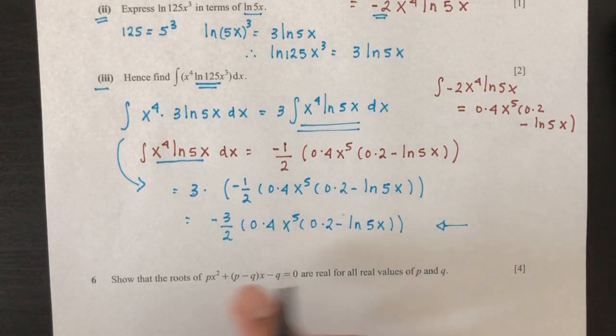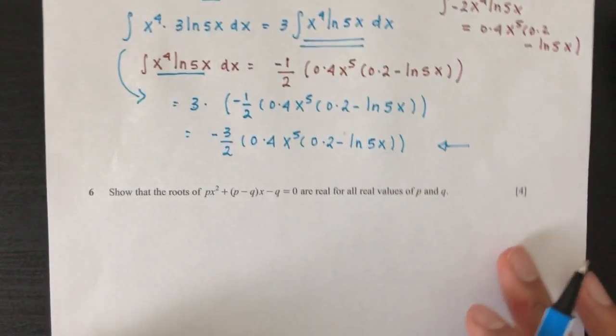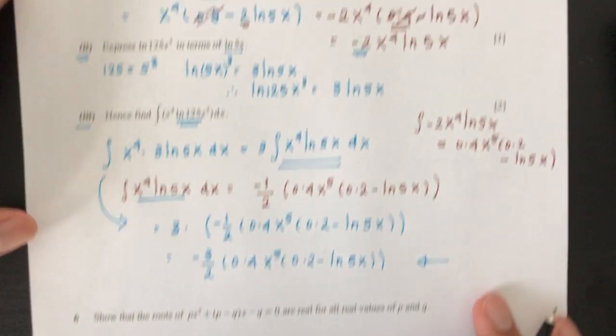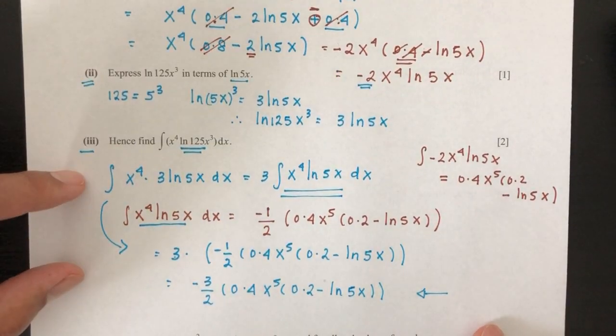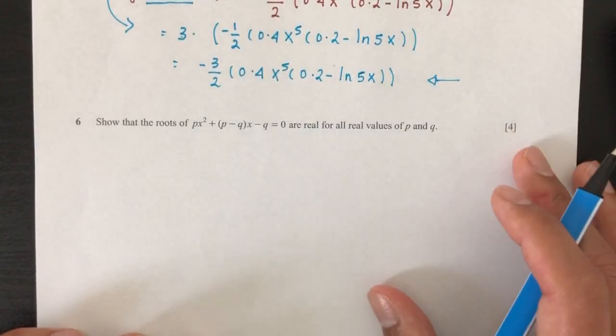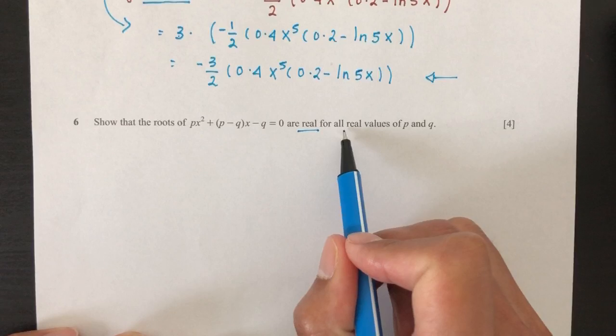You can add plus c if you want to, but you don't need to, because you know that this is exactly from here, right? Anyways, that was question part 5. Basically, all the questions here are related. You have to use this to find this answer. Okay. Now for part 6, show that the roots of this are real for all the values of p and q.